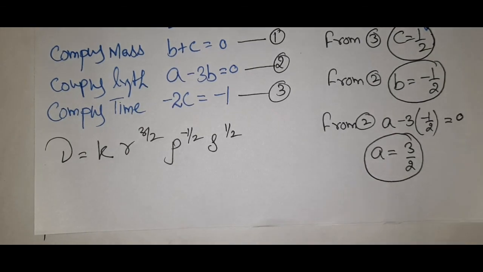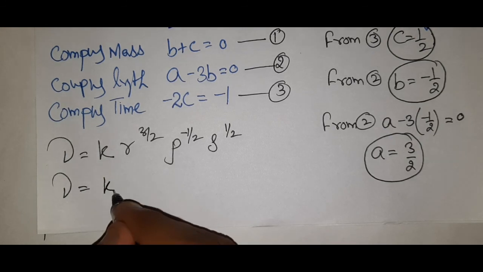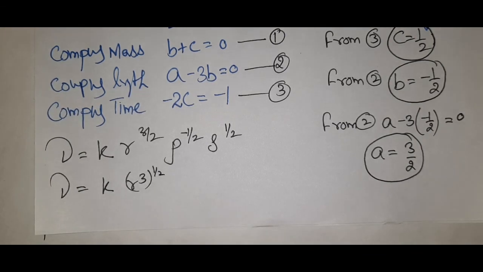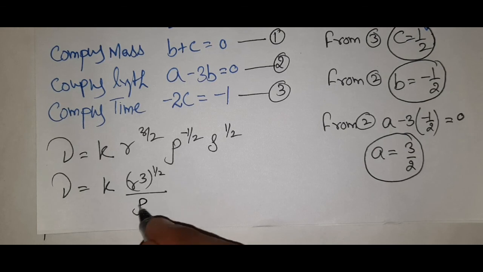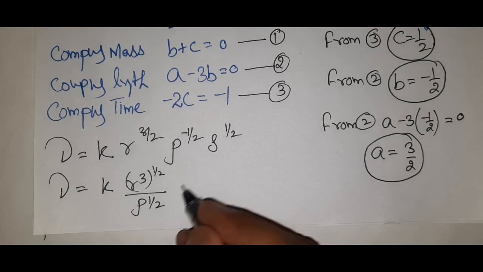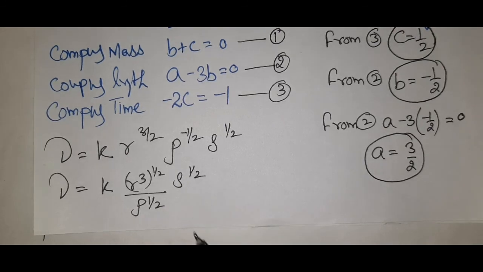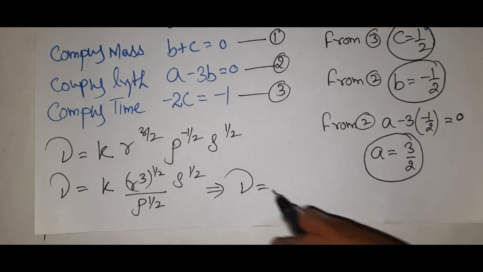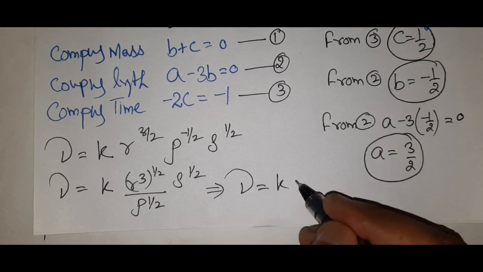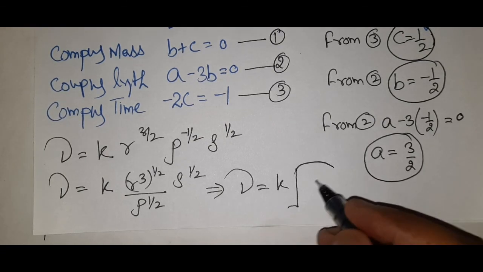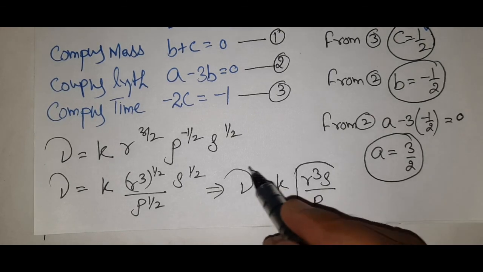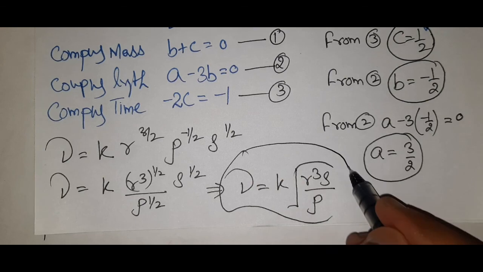Now this relation can be written as frequency is equal to K, R cube raised to the power 1 by 2. Density came to the denominator with power 1 by 2, and surface tension stayed in the numerator with power 1 by 2. When everything has power 1 by 2, we can write this as frequency equal to K outside under root, converting the half power into a root. This is R cube S over density. So this is the final relation we are getting for frequency.